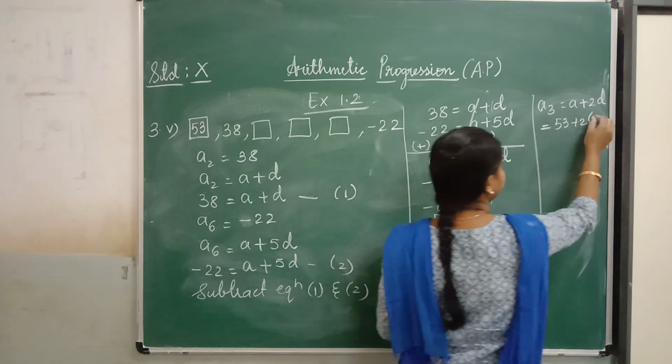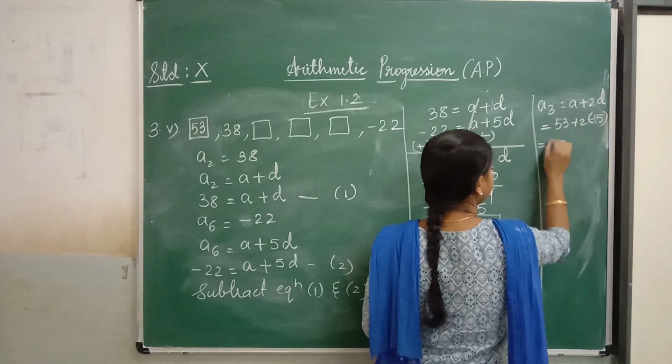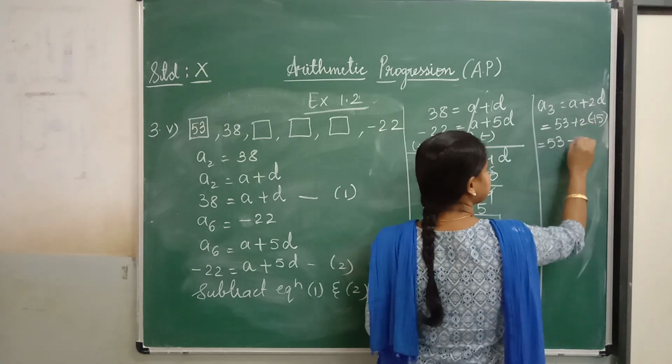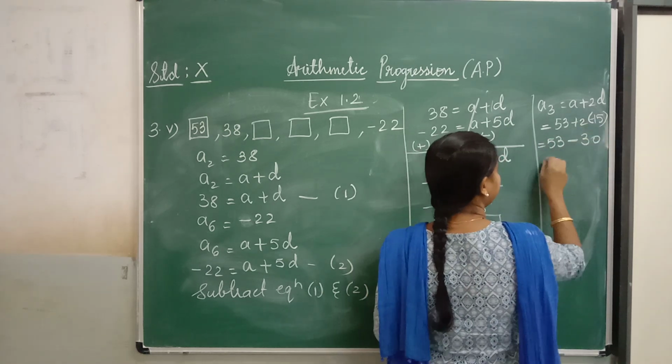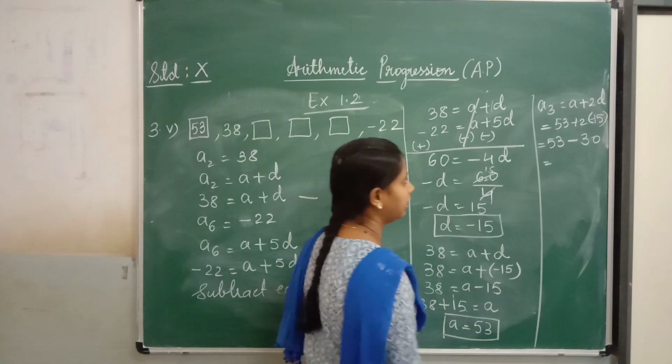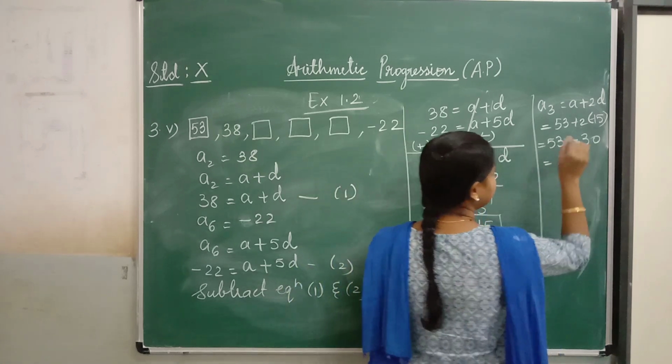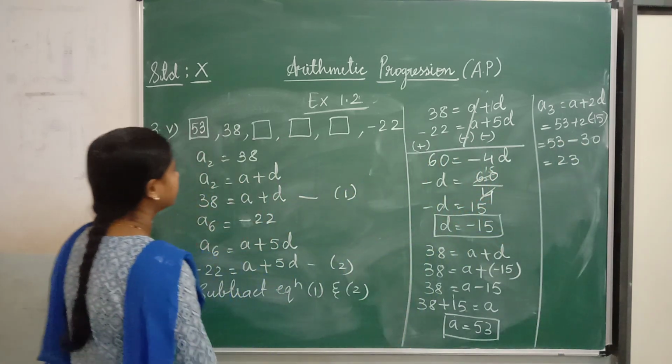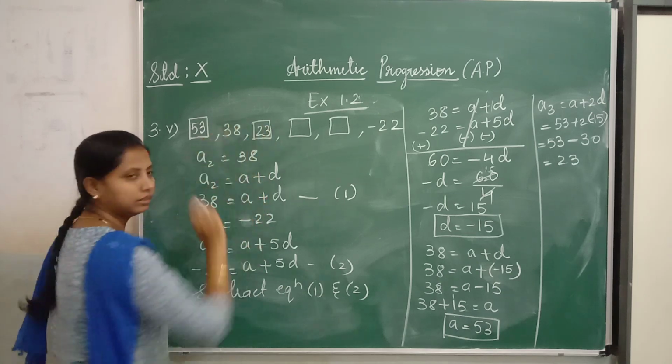D is minus 15. So it is 53 plus into minus 2 into 15, 30. So what is 53 minus 30? That is 23. Yes, children? So the third term is 23.